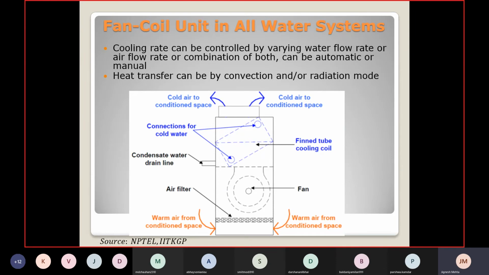But it can be a chilled water coil here in place of the direct expansion coil. Heat transfer can be by convection and or radiation. So if you expose this coil to the room, then there can be heat transfer by the mode of radiation also. Radiation is more common when you want to heat the room than in the case of cooling. Of course, there is a different concept altogether of radiant cooling systems, which is not discussed here.